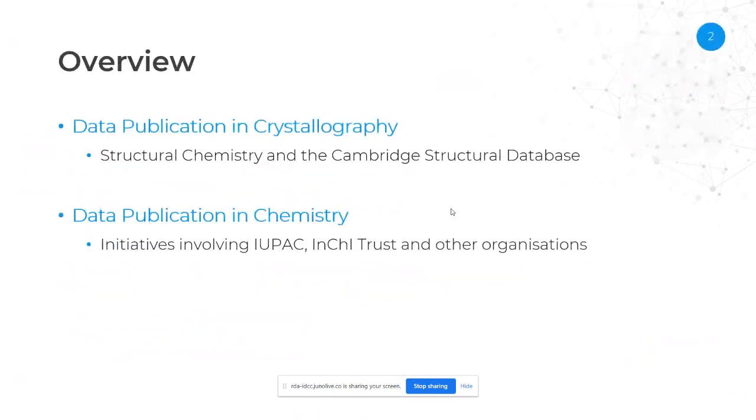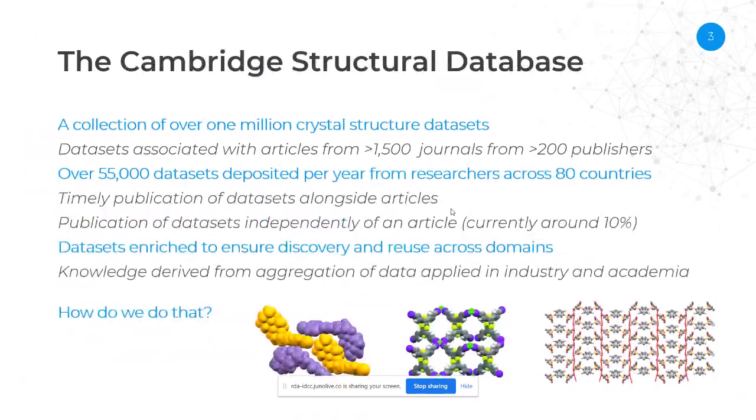I'm coming to you from the Cambridge Crystallographic Data Centre, which Brian glossed over on a slide there, talking about data publication in crystallography. Before getting into the chemistry aspects, we just wanted to do a very quick overview of how things work in crystallography, particularly through the lens of the Cambridge Structural Database. This is a collection of over 1 million crystal structures, which are variously associated with articles from over 1,500 journals, representing about 200 publishers. We get over 55,000 data sets deposited a year from researchers across 80 countries.